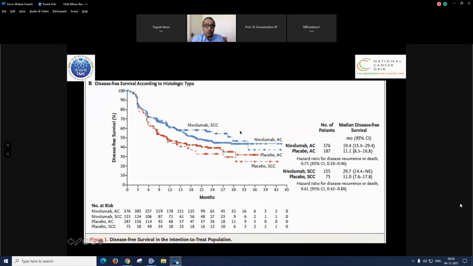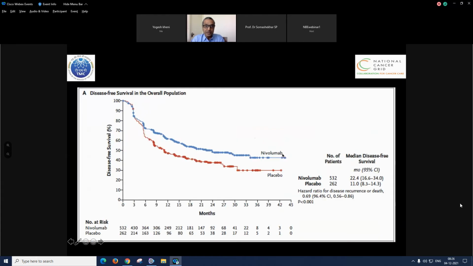And again, when it came to comparing squamous versus adenocarcinoma, a consistent theme that was seen was that squamous seemed to benefit more than the adeno. The top and the bottom are the squamous with and without nivolumab. The middle two curves are the adenos, again, with and without nivolumab. The benefit was higher with squamous cell cancers as compared to adenocarcinomas.